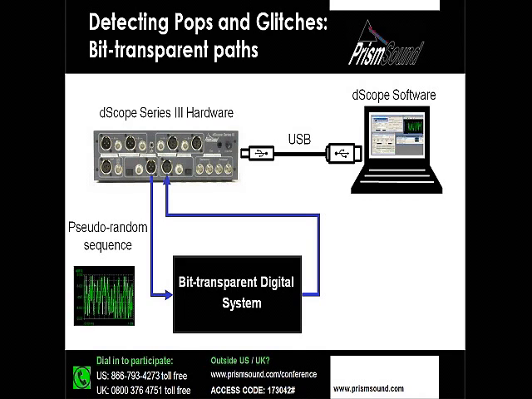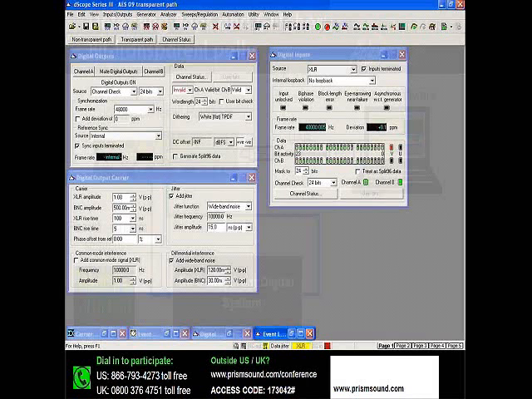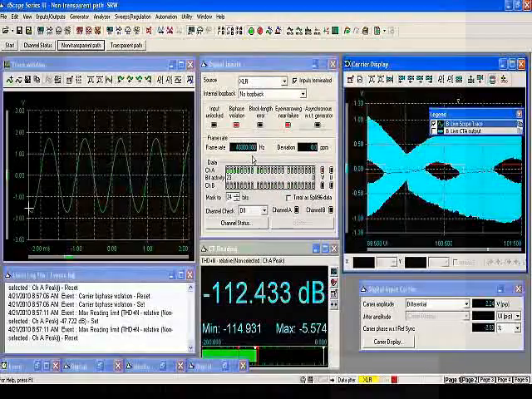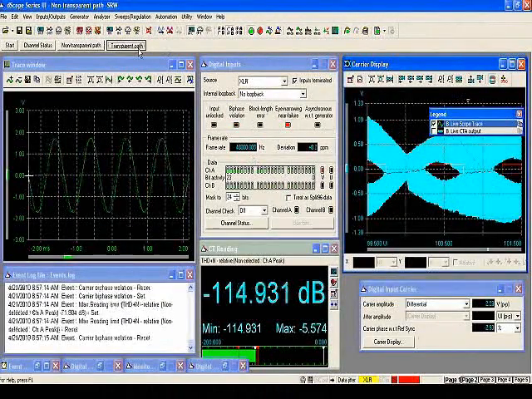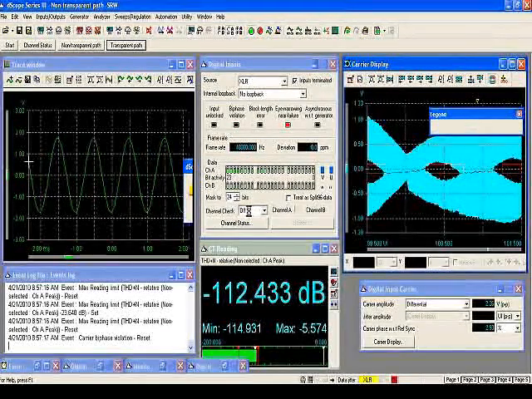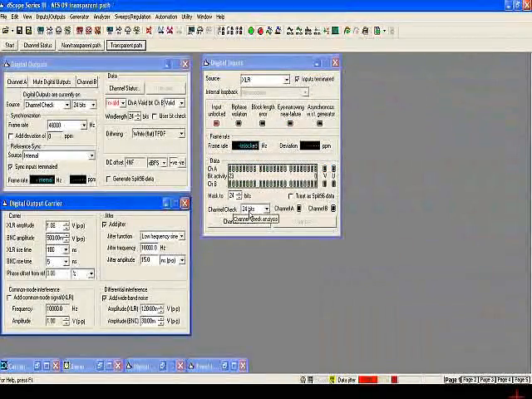So the stimulus now will be a pseudo-random sequence. In other words, a known number. We're going to put that known number, those zeros and ones, into one side. Then we're going to take a look and see whether that same number is coming out the other end of the path. So back to the D-scope for live measurements. Call up my transparent path on my shortcut button. And there we have it.